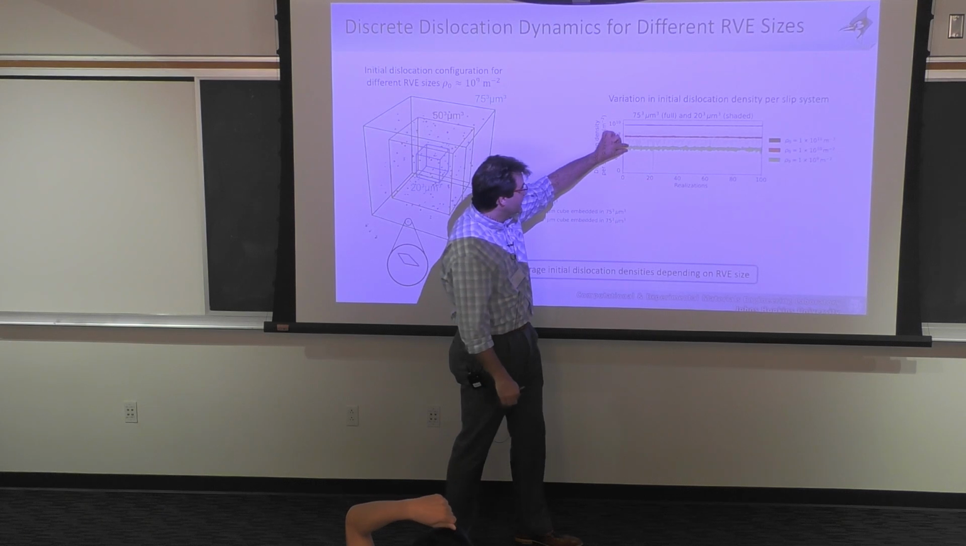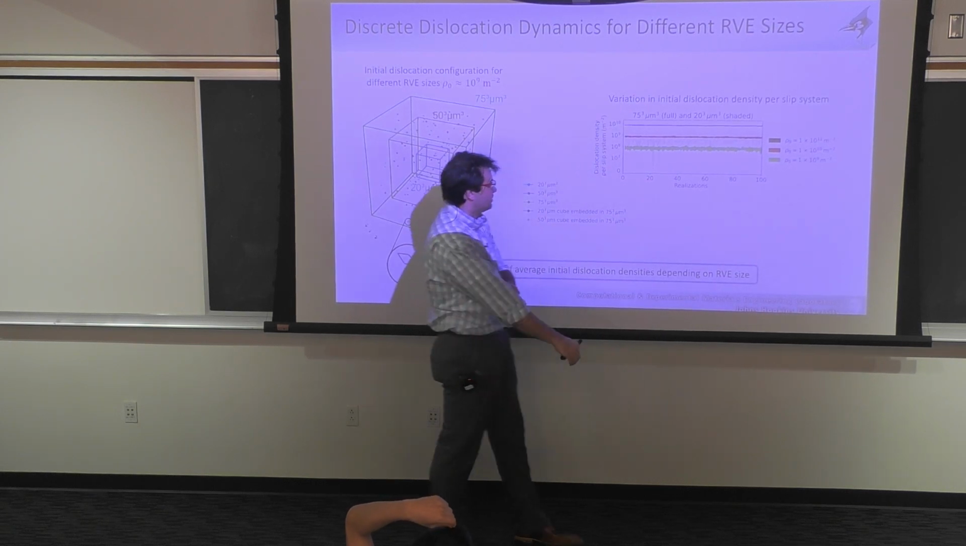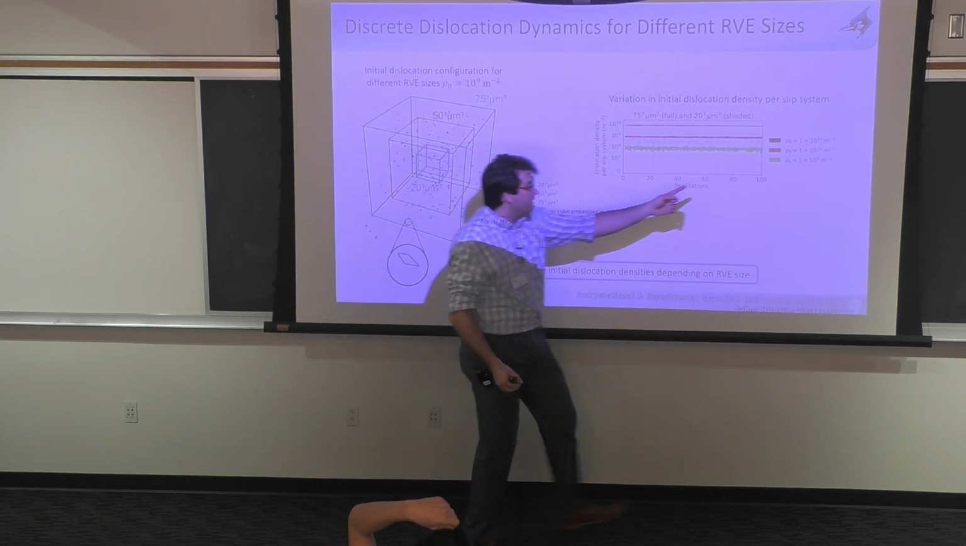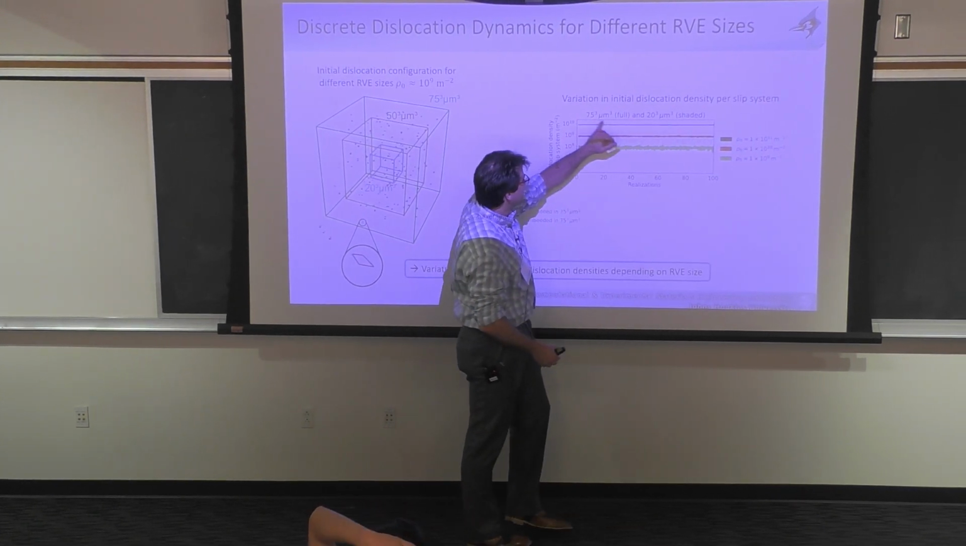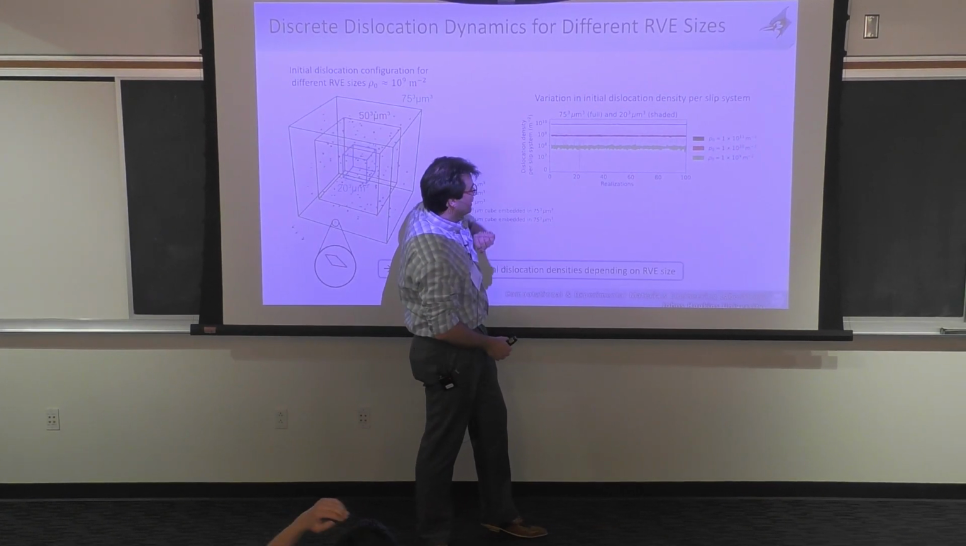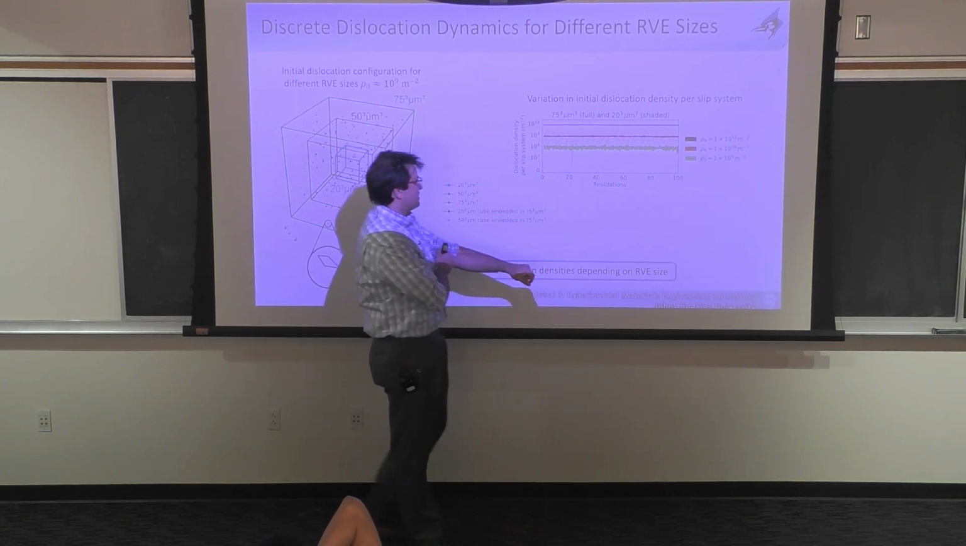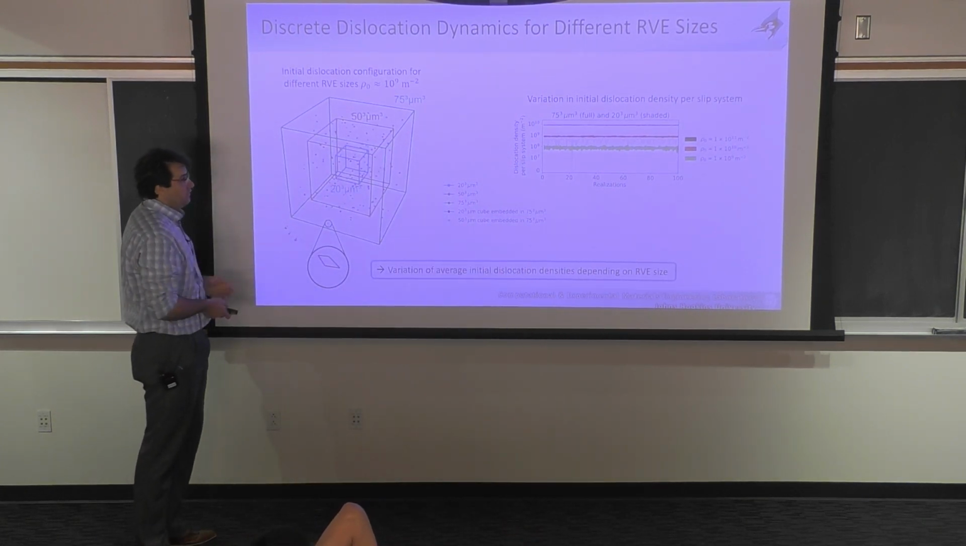So this is the range of dislocation densities per slip system at different initial dislocation densities for the 75 and the 20. The shaded is the 20 and the solid is basically your 75. So there's clearly an influence here.